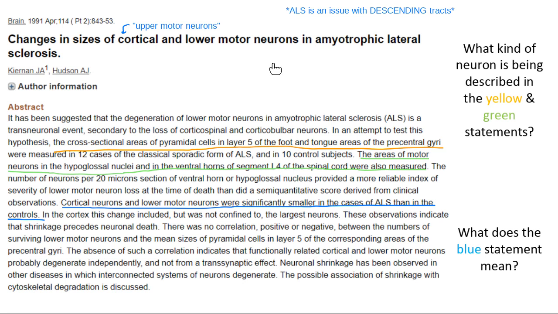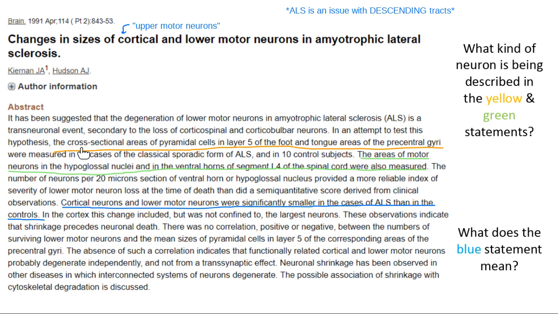Okay, so let's look at this abstract and see if we can decipher what these scientists found out. So we're talking about ALS, so amyotrophic lateral sclerosis. We are losing some neurons. We need to figure out which neurons they are. That's what my first sets of sentences mean. Here we go. This is what we're looking at here.